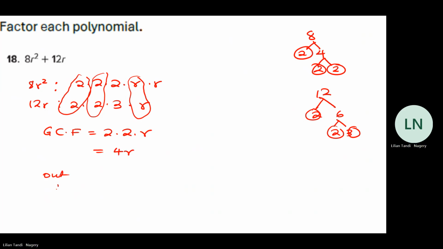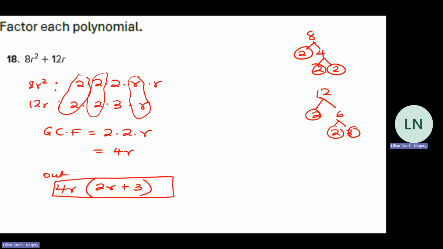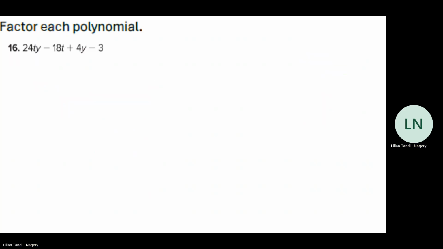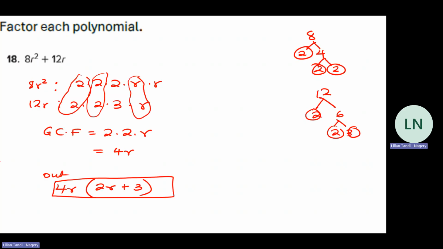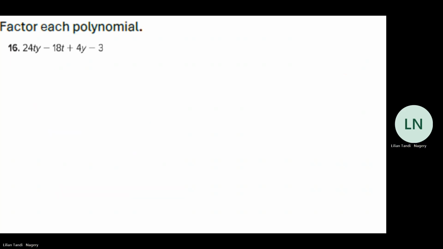Outside, 4R. Inside, 2R plus 3. Close your brackets. I mean, that's your answer. Box it. Okay? Check your work. 4 times 2, 8. R times R, R squared. 4 times 3, 12 times R, 12R. So you know this is your answer.